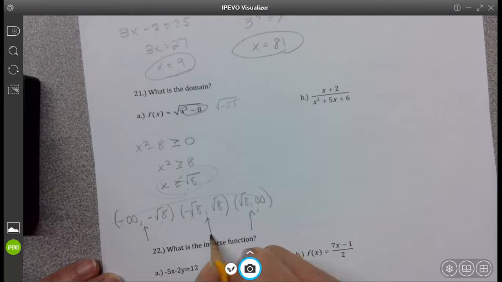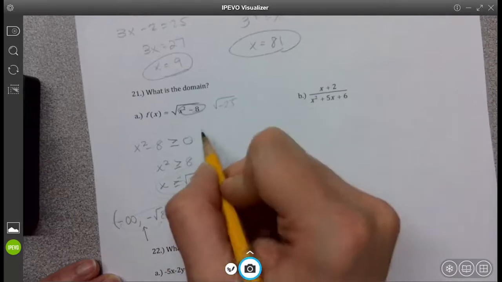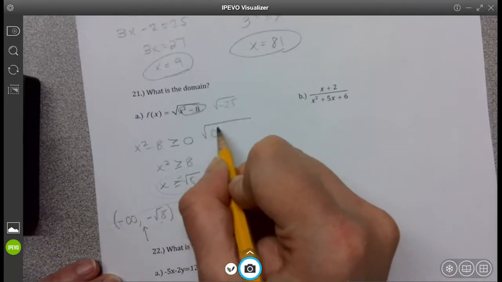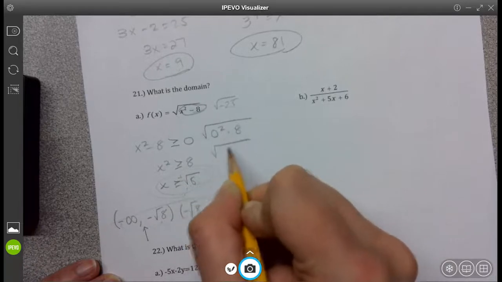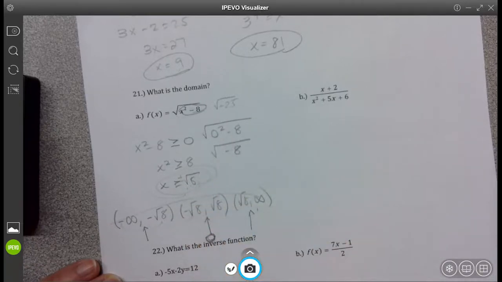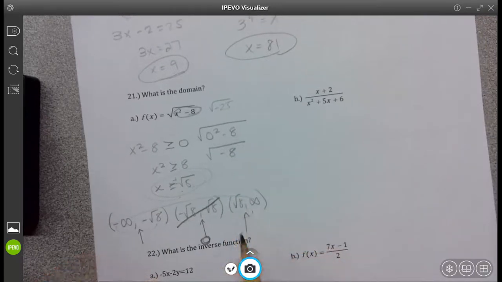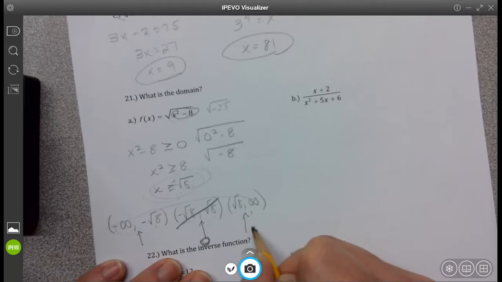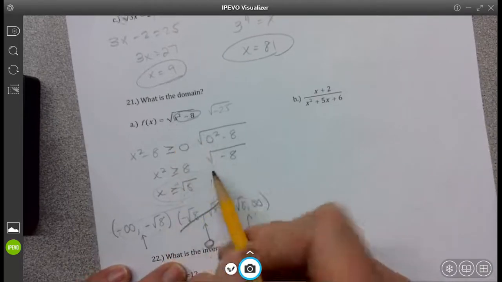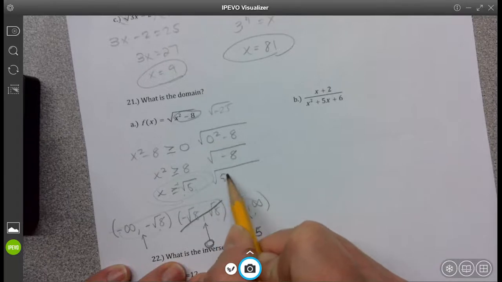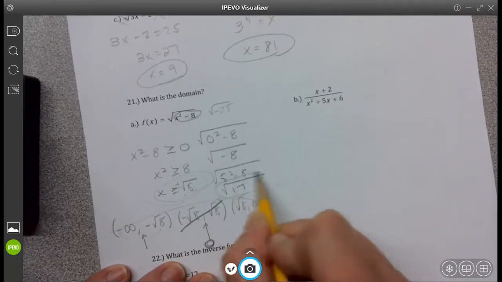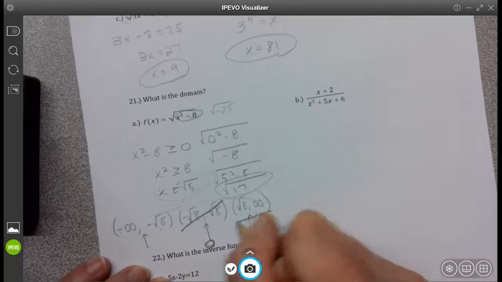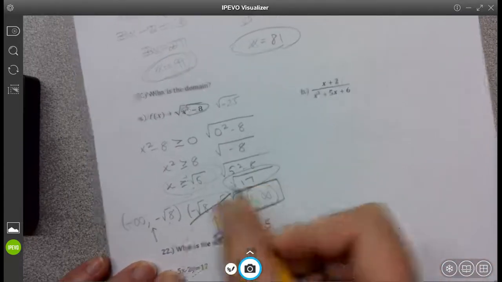0 isn't here. Does 0 work? Let's put 0 in here. Does this work? No. So it's not this interval. Square root of 8 is like 2 something. So let's try the number 5. You can pick any number you want. Does 5 work in here? 5 squared minus 8. 25 minus 8. Can you get the square root of 17? Yeah, that's possible. So this interval works.